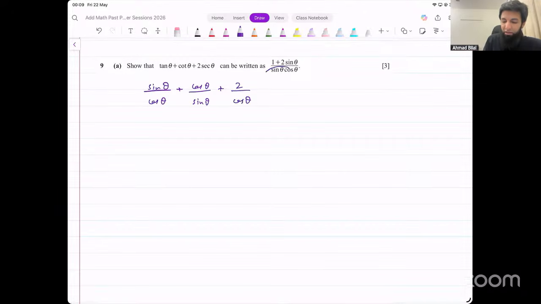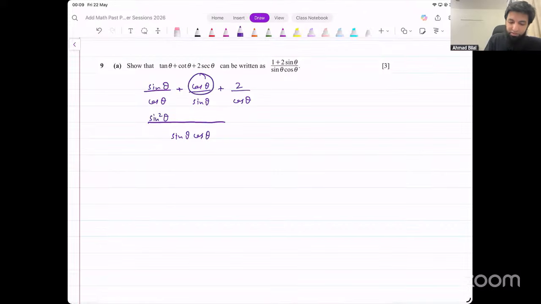Now, in the final result, they want a single fraction. So we can take LCM now. What's the LCM going to be? Cos theta and sine theta. So the LCM is just going to be sine theta into cos theta. Highest power of sine is 1. Highest power of cos is also 1. So we just multiply them. That's the LCM. Now, what about the first fraction? We'll have to multiply it by sine theta. So that gives us sine square theta.